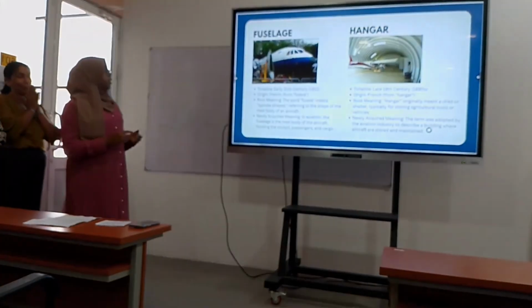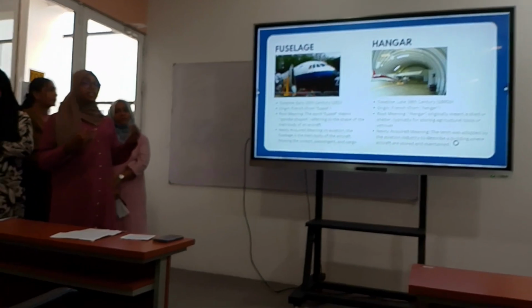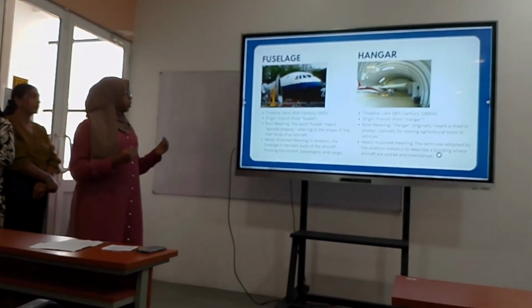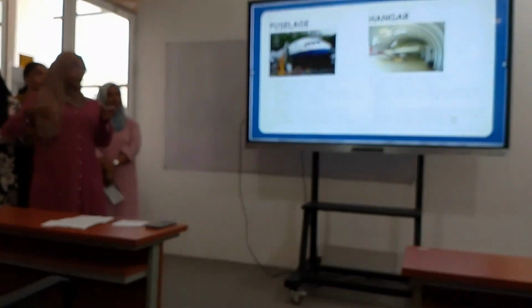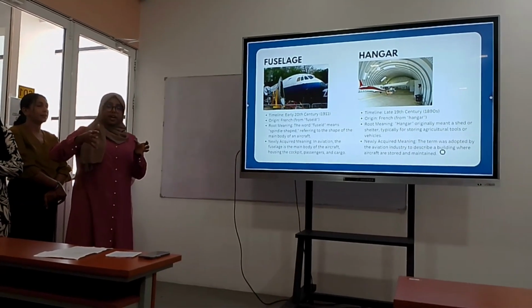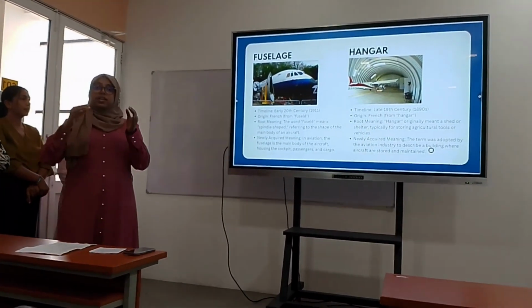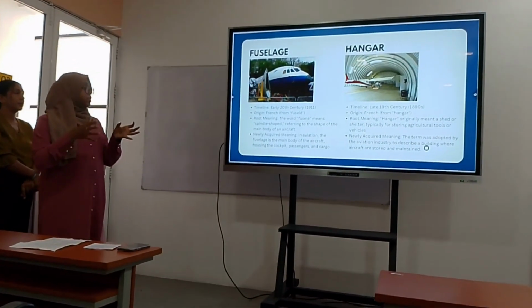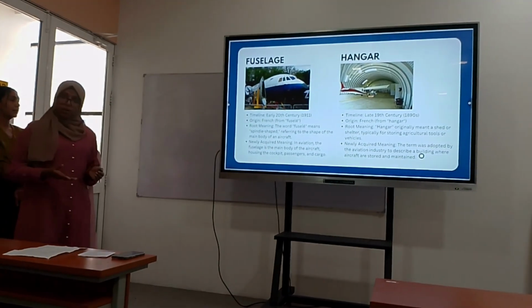Moving on to the next one, the fuselage. It is also a French-derived term. In the early 20th century, it was used as a spindle shape referring to the main body of the aircraft. Later on, this term came to mean the main body of the aircraft, where the cockpit, passengers, and cargo are included. So this term is one of the common terms that we use nowadays as well.